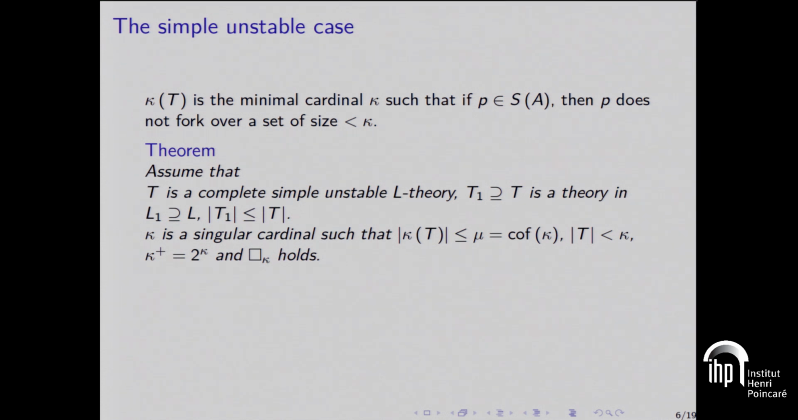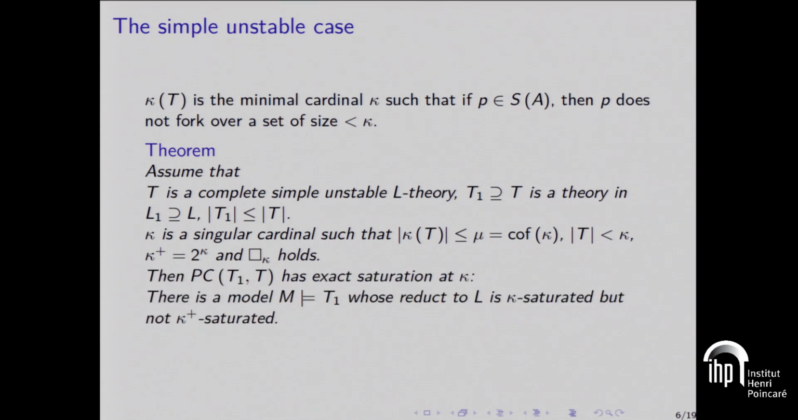Kappa of T is smaller than mu, which is the cofinality of kappa, and the size of T itself is smaller than kappa, and the continuum hypothesis holds, and square kappa holds. So, we already had these assumptions. Then you have PC exact saturation, namely there is a model of T1 whose reduct to L is kappa saturated but not kappa plus saturated. Okay? So this is a structural theorem.